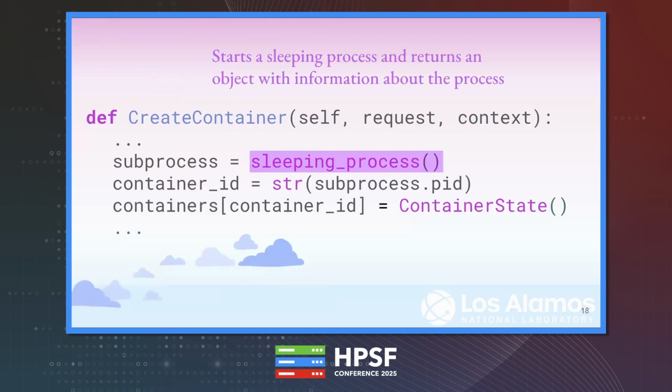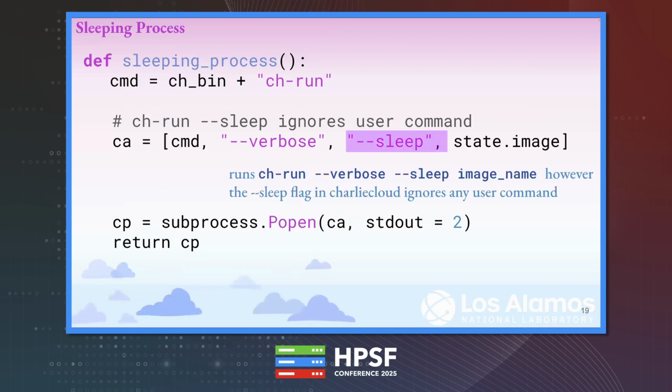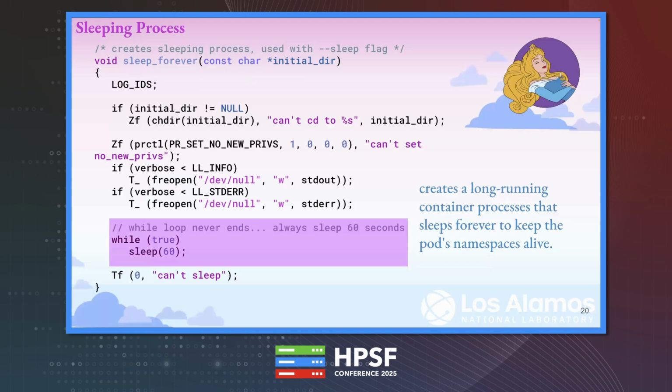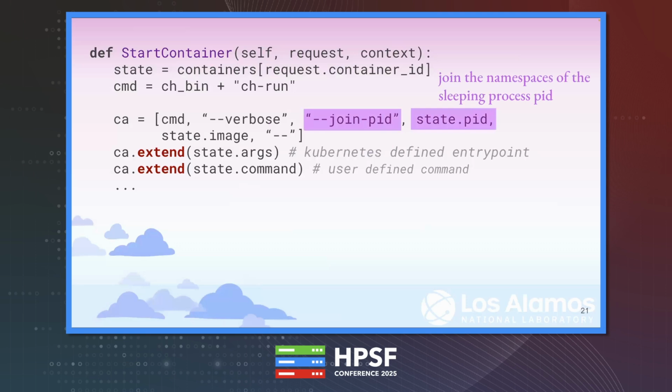So, for example, looking at this function, it is calling a sleep process, which runs the ch-run with the sleep flag. And this sleep flag ignores any other user command, such as image name. And it calls this sleep forever function, which creates a long-running container process that just sleeps forever in order to keep the pod's namespace alive. And from there, we are able to join this sleep process using the sleeping process ID. And now that we join the namespace, we can run the user commands.